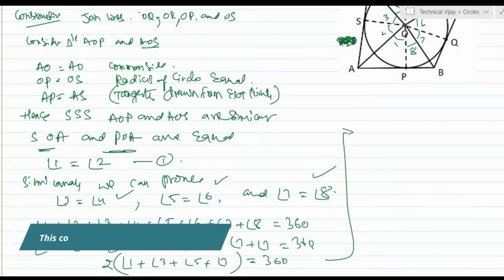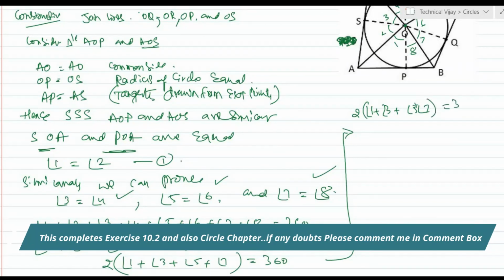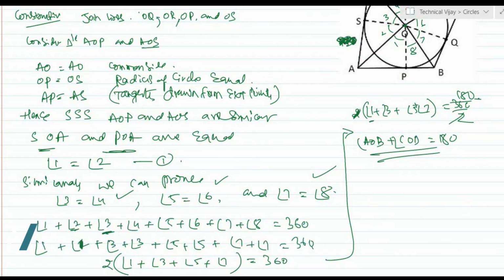So 2 into angle 1 plus angle 3 plus angle 5 plus angle 7 is equal to 360 degrees. So this sum is equal to 360 divided by 2, which is equal to 180 degrees. Hence angle AOB and angle COD are both equal to 180 degrees. Similarly we can show the others also. So this is hence proved. Thank you.